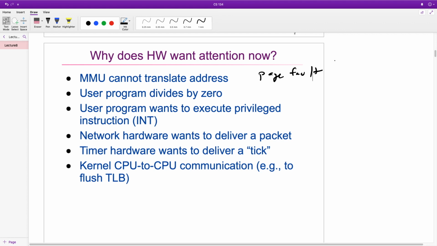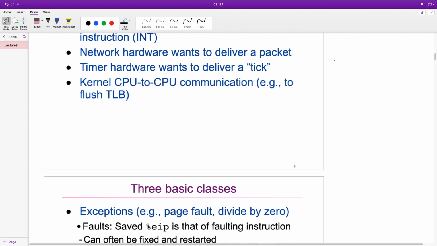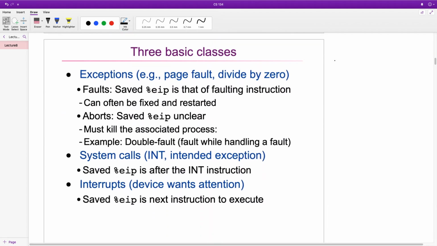Hardware, right, in general, some I/O hardware wants to deliver some information. The timer wants to tell us tick, tick, every so often. CPU 1 might want to tell CPU 0, hey, flush your TLB. And so that would again be an interrupt. So those are some examples. Three basic flavors: exceptions, system calls, and interrupts.